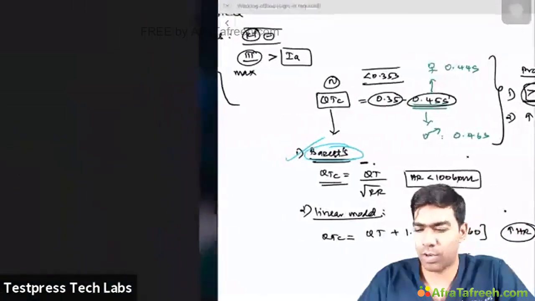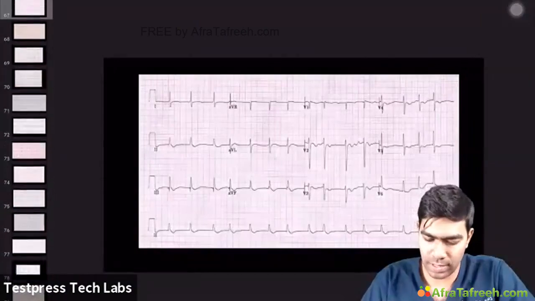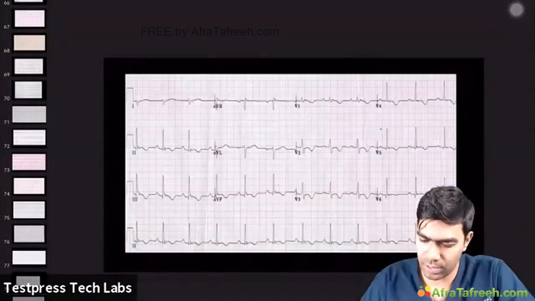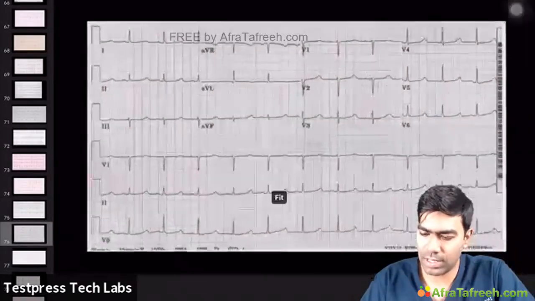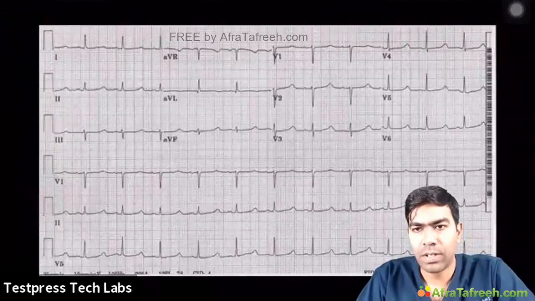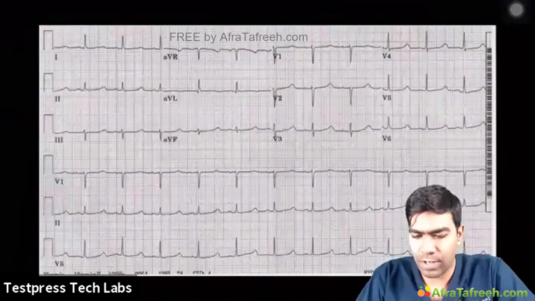So we are going to continue tomorrow only. Finally, I'm going to show only one ECG. This is the ECG of a long QT. Yeah, this is an example of an ECG of a long QT. So how to find out long QT very easily?